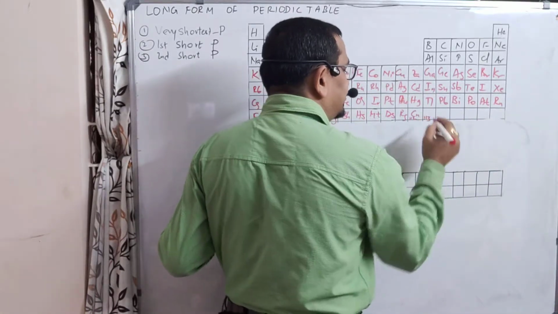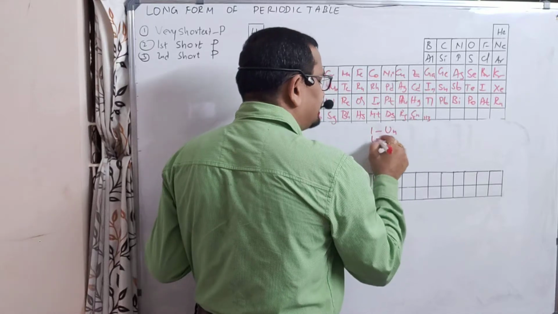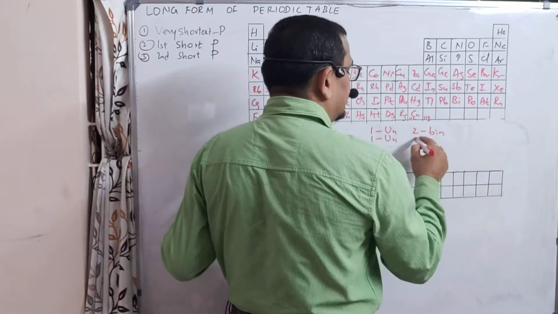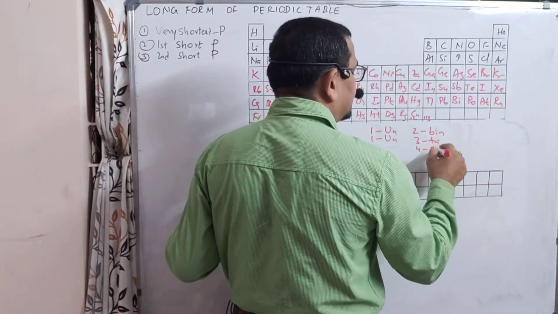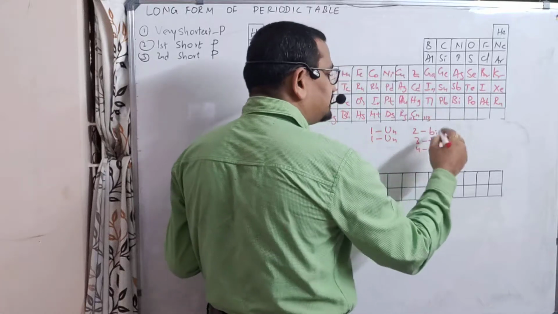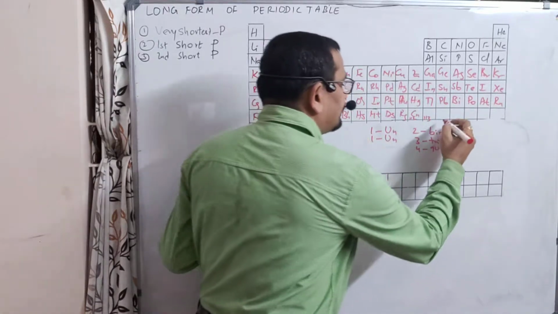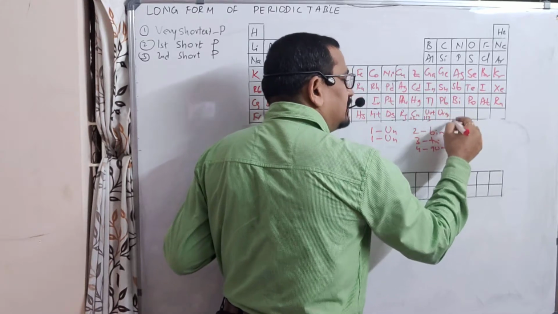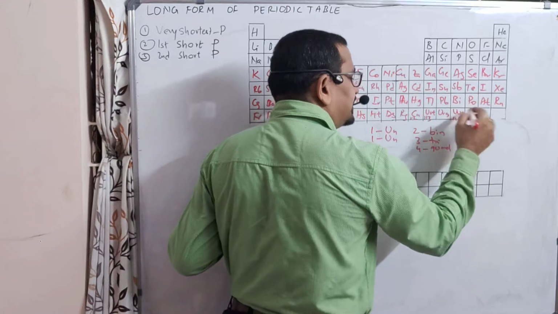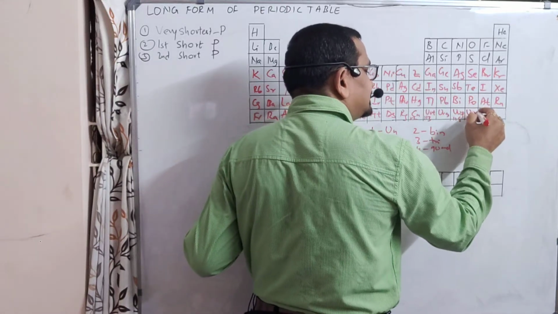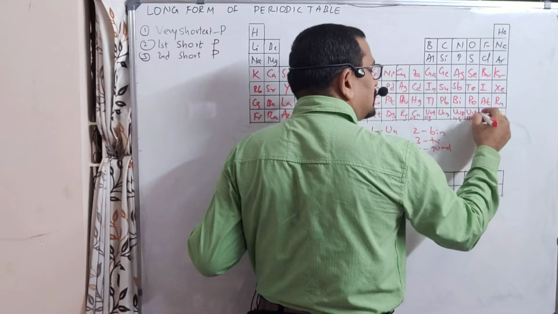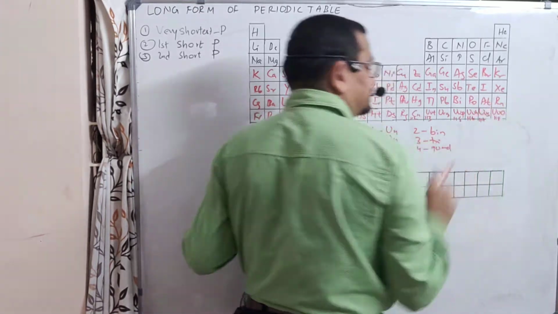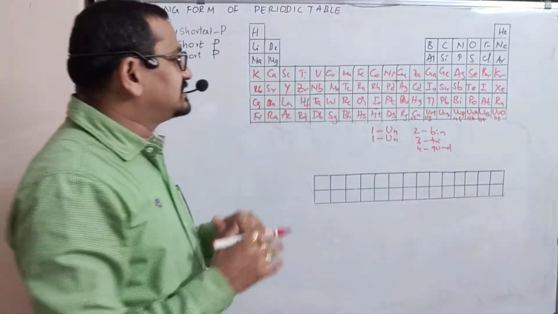This is 113. 1 means un, again 1 means un, 2 means bi, 3 means tri, 4 means quad. Using these Latin symbols, 113 is called ununtrium. 114 is called ununquadium. 115 is called ununpentium. 116 is called ununhexium. 117 is called ununseptium. And 118 is called ununoctium. These are called Latin names.